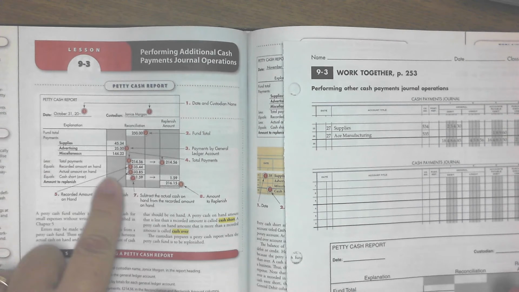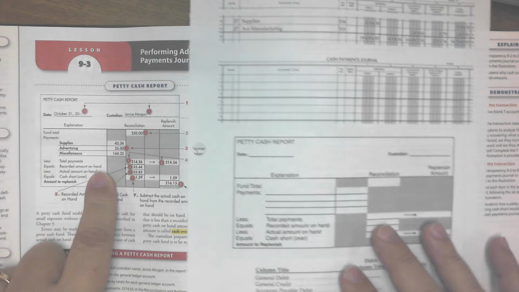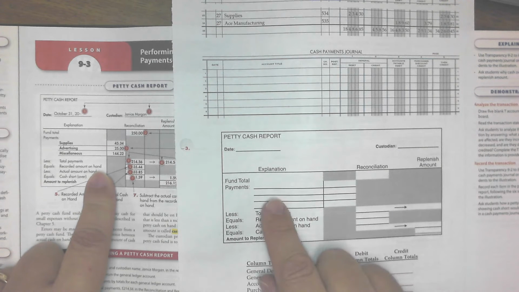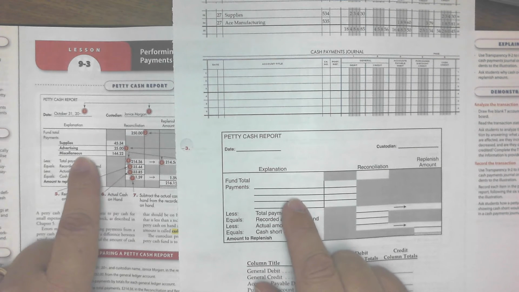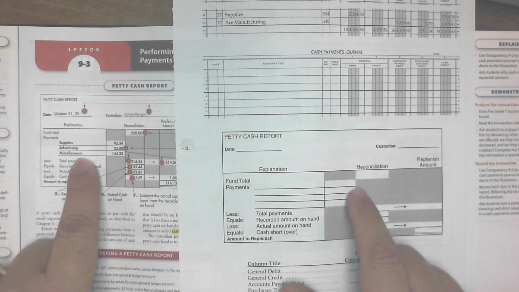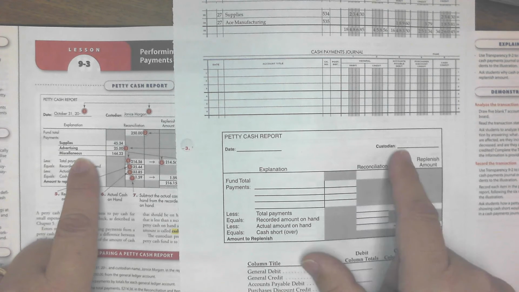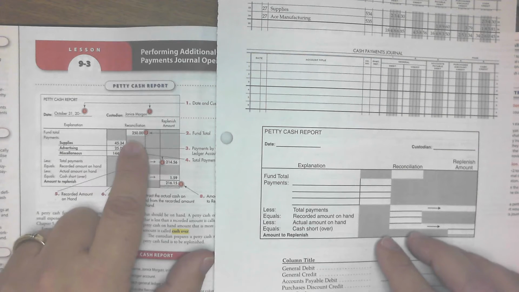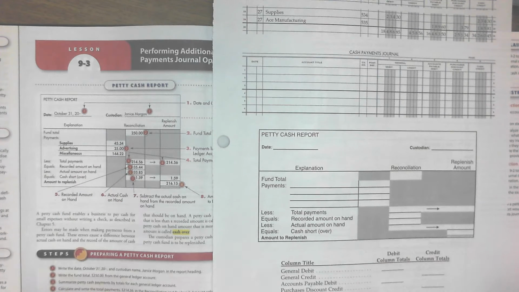So we've got our petty cash report here, which is just a summary of our receipts, the money that was used for petty cash, how much is in petty cash, and what needs to be received.